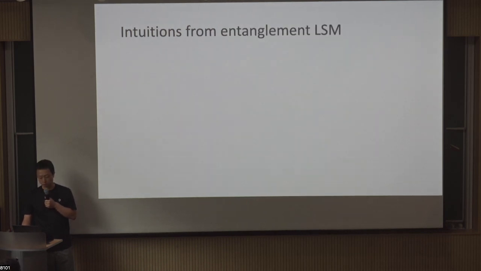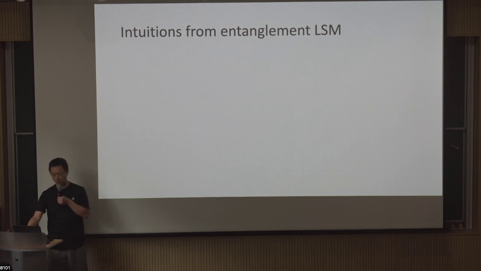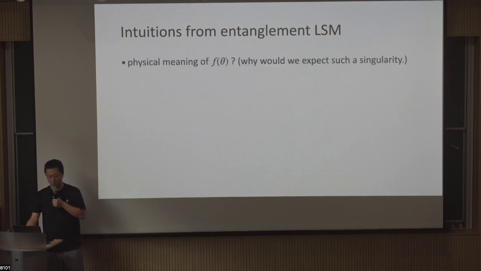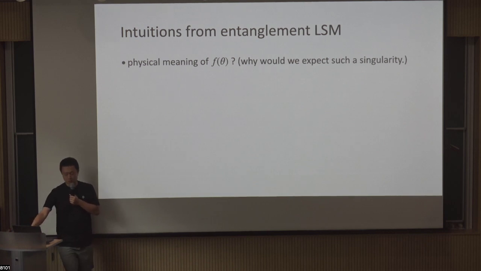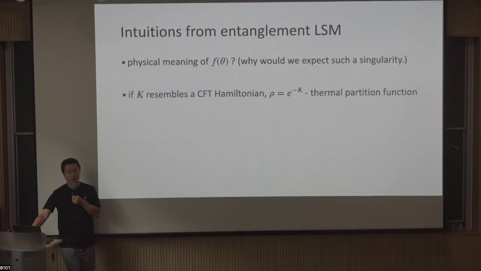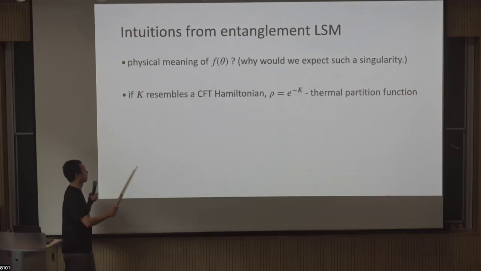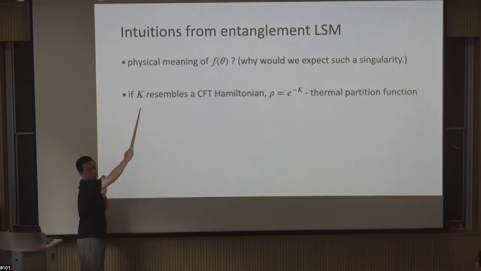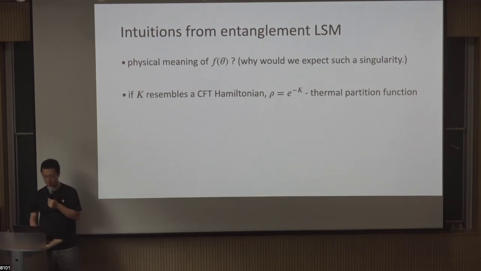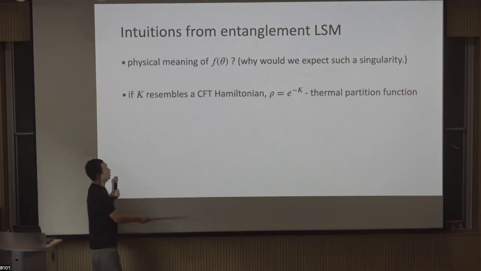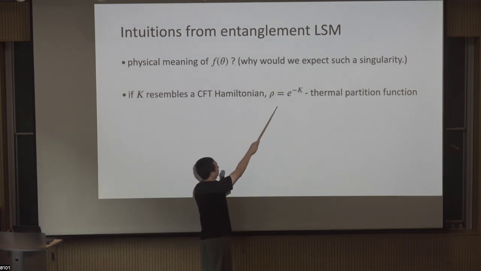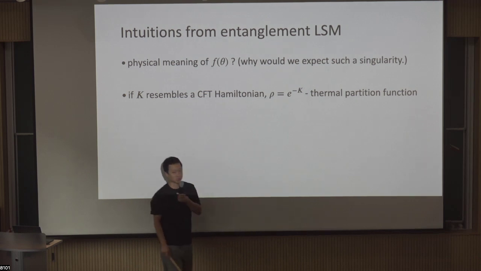Now let's give some intuition. This intuition is drawn from the entanglement LSM, and it's why we first came up with this quantity. Let me try to explain the physical meaning of S theta. It's not a proof; there's actually a better proof, but let me just explain the intuition. If this entanglement Hamiltonian resembles a CFT Hamiltonian, then e^{-K} is a thermal partition function of a CFT.